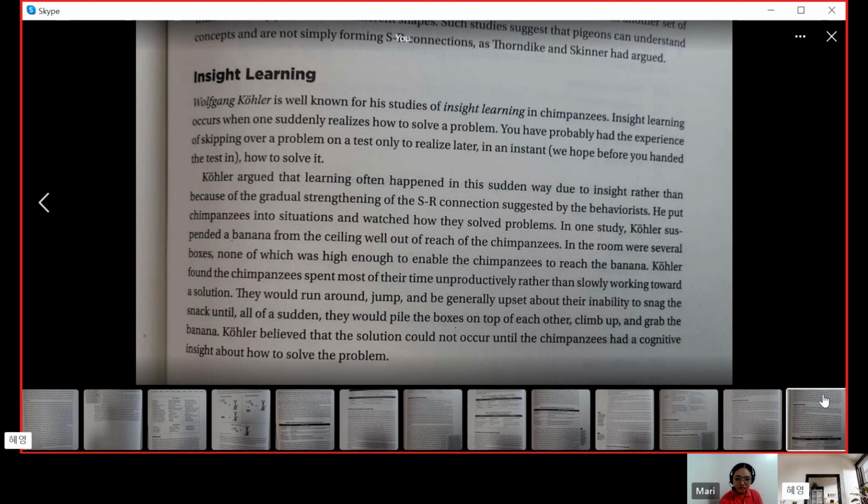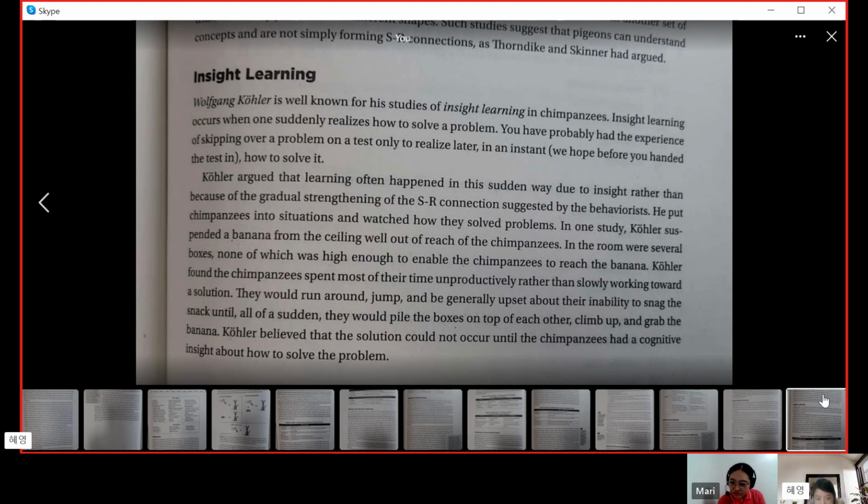They would run around, jump, and be generally upset about their inability to reach the banana until all of a sudden they would pile the boxes on top of each other, climb up, and grab the banana. Köhler believed that the solution could not occur until the chimpanzees had a cognitive insight about how to solve the problem.